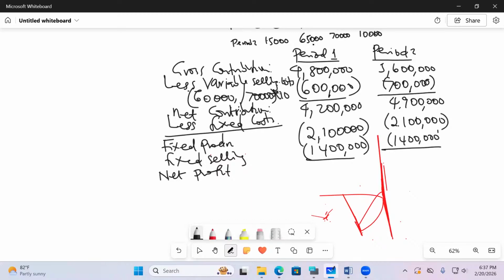You take net contribution minus the first one, I'm being told, is 700,000. The second one, 1.4 million. So that is the end of what year? That is the end of our marginal costing statement, profit and loss. All right. So once I'm through with that, then I'll be able to go to the P&L.